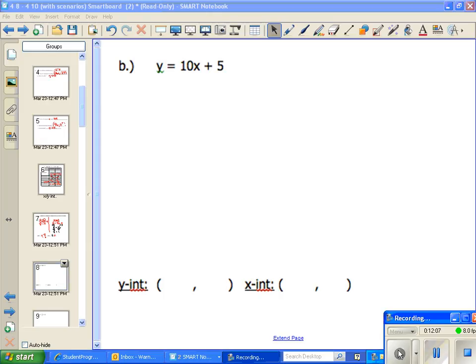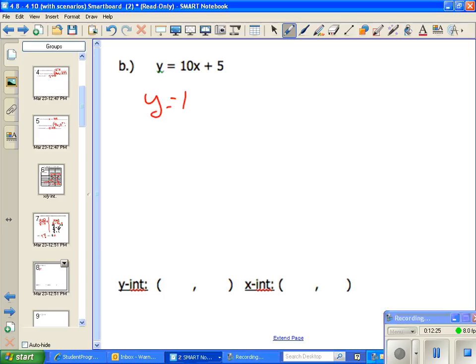Okay, letter B. David, define y-intercept. Where do you put x? If you are finding the y-intercept, what do you put in place of the x? 0. Okay, so it's y equals 10 times 0 plus 5. So what is your y-intercept, David? Ordered pair. Good, 0, 5.